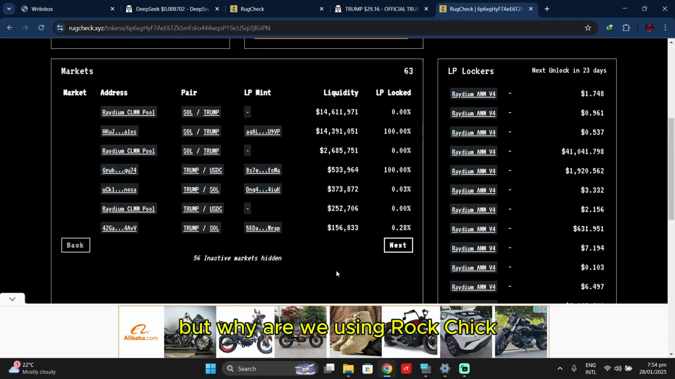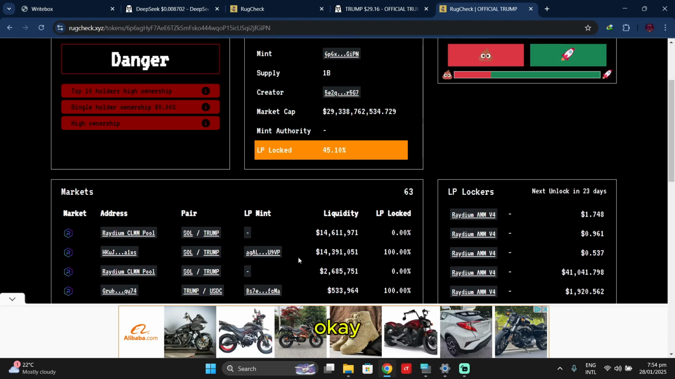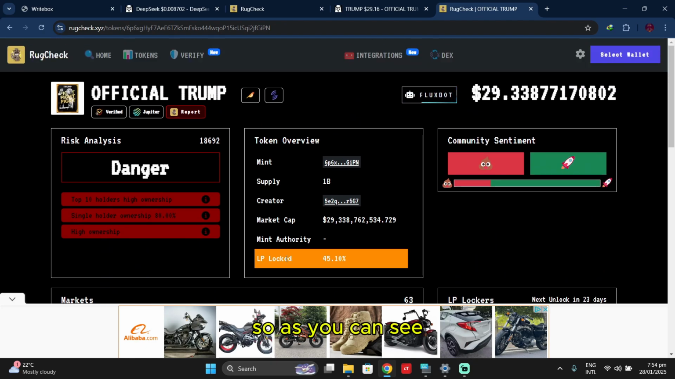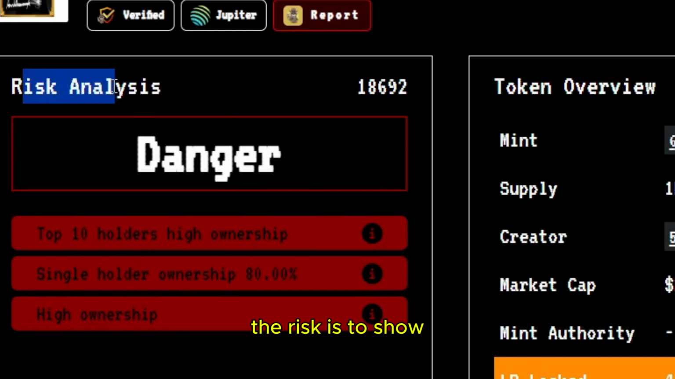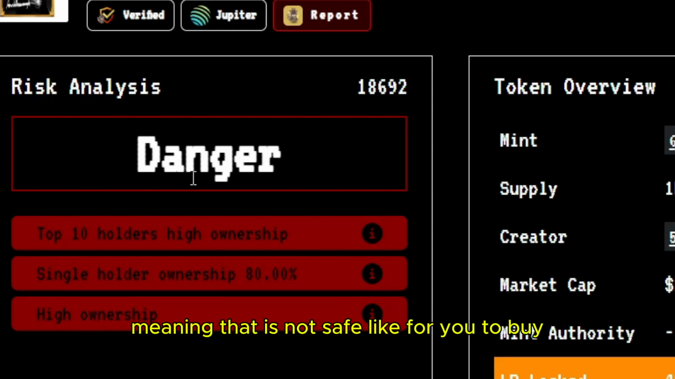But why are we using RugCheck? Well, here is the important thing. As you can see here, it's saying that the official Trump, the risk analysis, it will show you the risk analysis. It's giving you danger, meaning that it's not safe for you to buy.